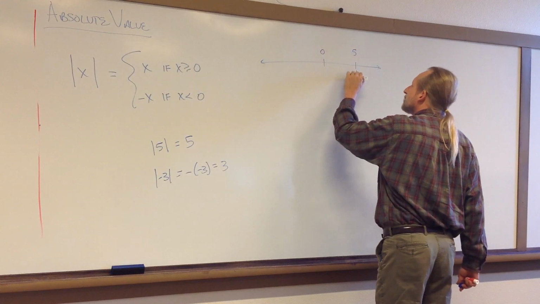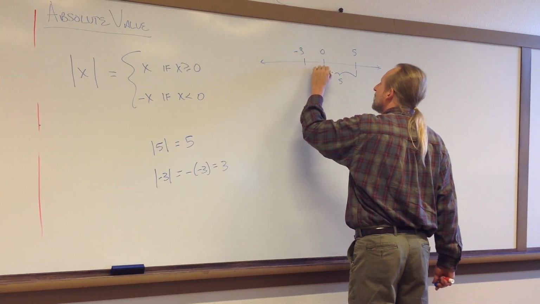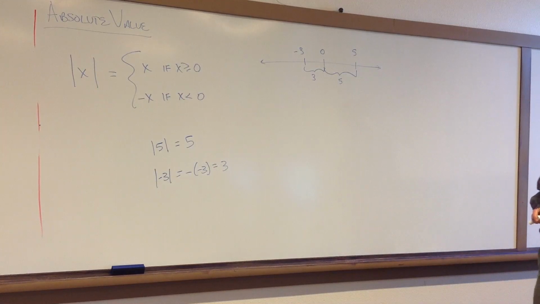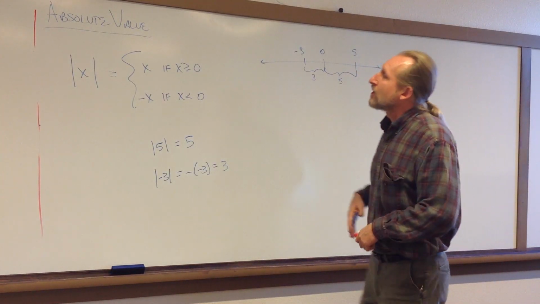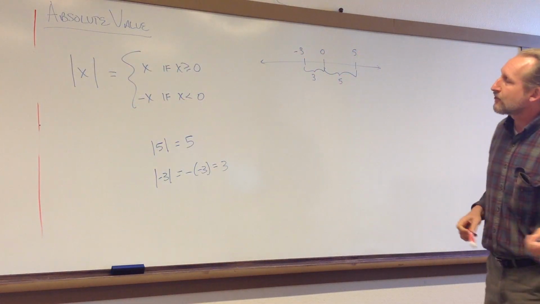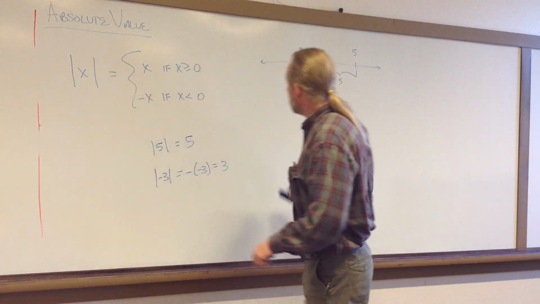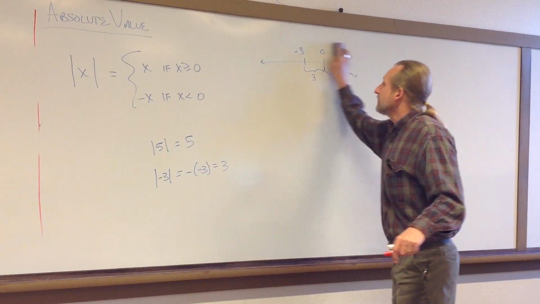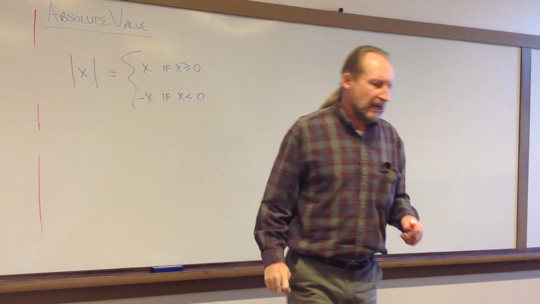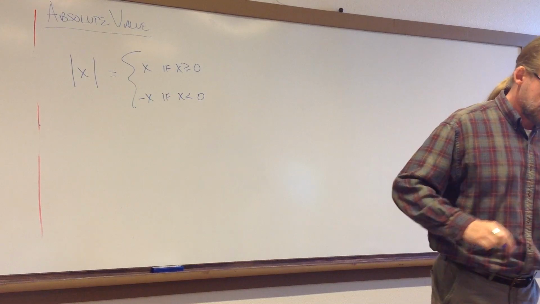Okay? So the distance between positive 5 and 0 is 5. And the distance between negative 3 and 0 is 3. So that's one way to think about absolute value, is that it's a distance from 0. Another way to think about it is with this technical definition here. And another way to think about it is to just throw away the negative sign, okay? Because an absolute value is always a positive number. All right. So now, what if we have an equation that involves absolute value?